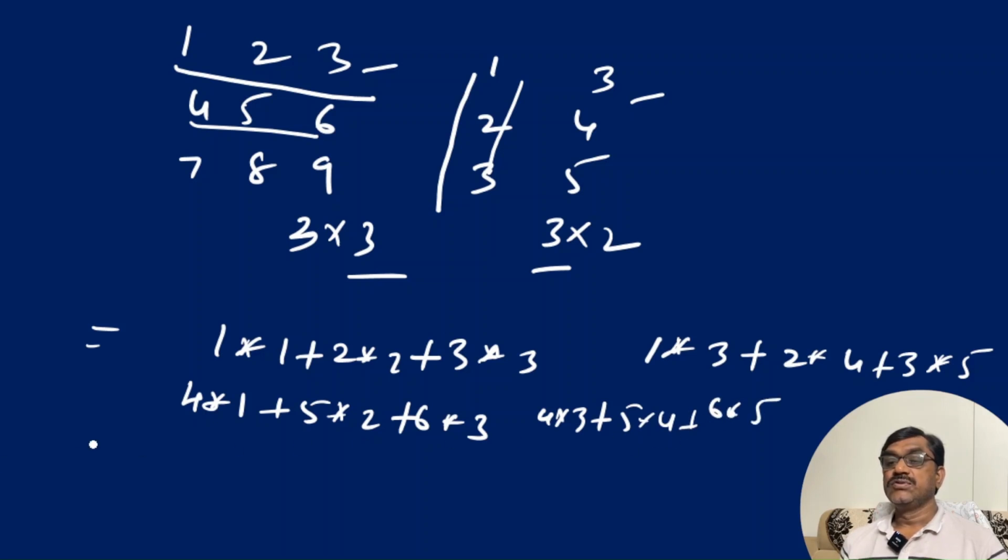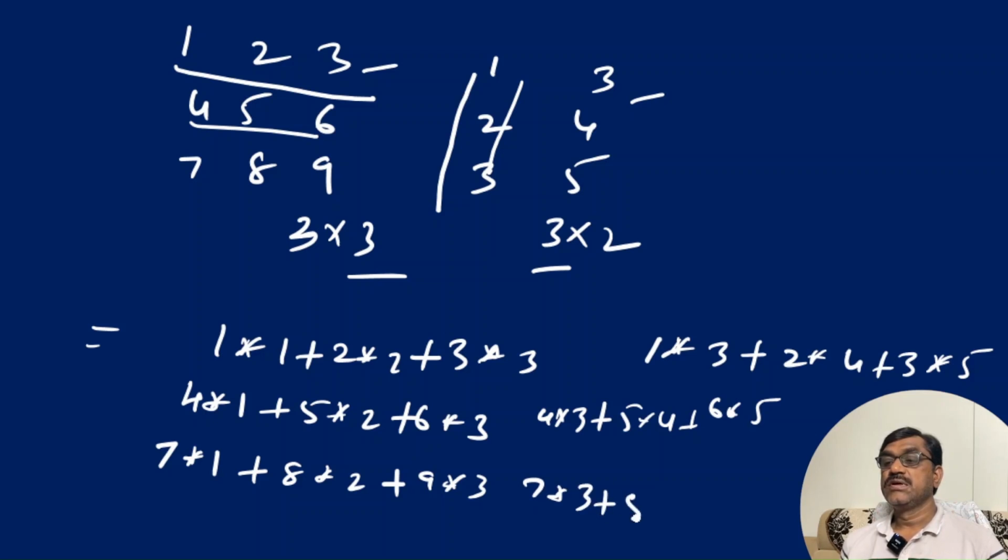Like that. Next here, 7 into 1 plus 8 into 2 plus 9 into 3. Here 7 into 3 plus 8 into 4 plus 9 into 5. So this is the result we are going to get. This is the way of multiplying two matrices, right?